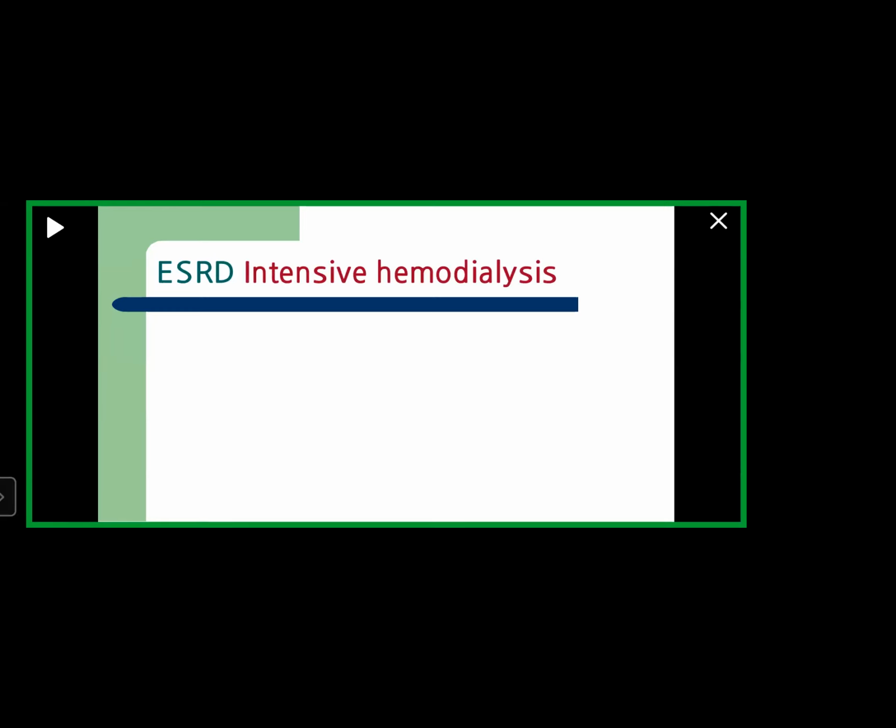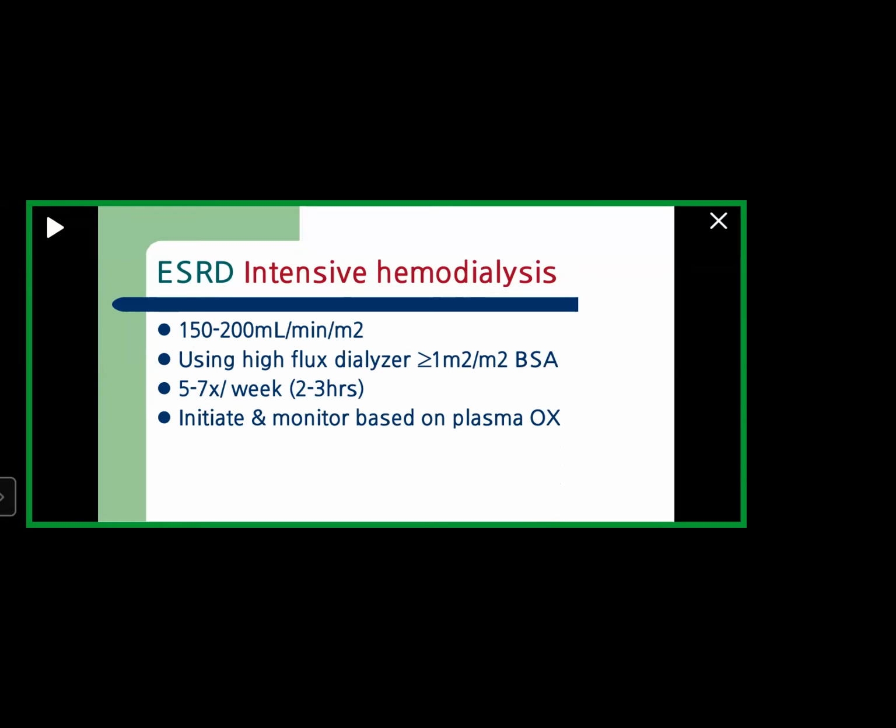Now, when patients develop end-stage kidney disease, the management is intensive hemodialysis. And we all know it, but what exactly is intensive hemodialysis? Intensive hemodialysis refers to a blood flow of at least 150 to 200 milliliter per minute per meter square body surface area, using a high flux dialyzer with a surface area that exceeds the patient's body surface area, 5 to 7 times per week, 2 to 3 hours each time. And it should be individualized based on the patient's plasma oxalate.